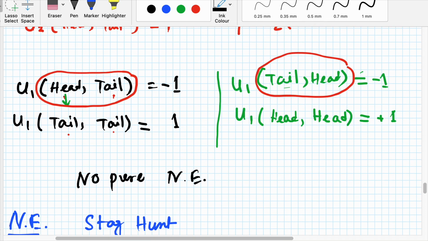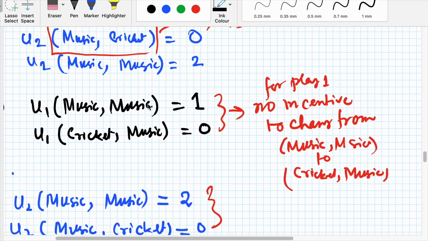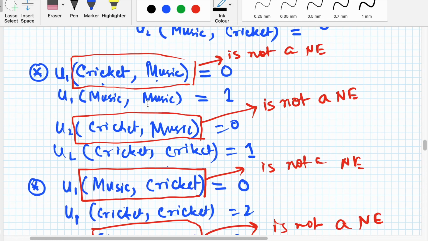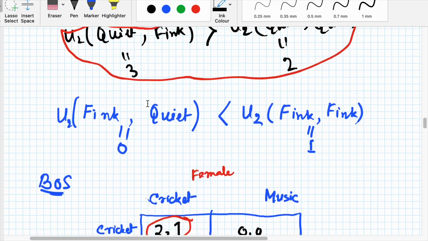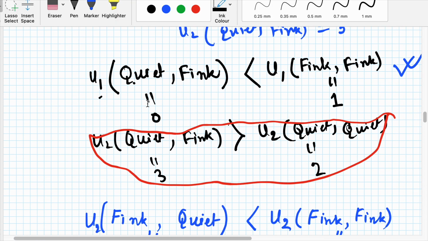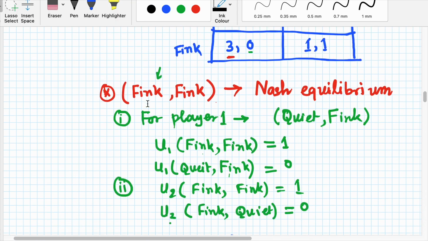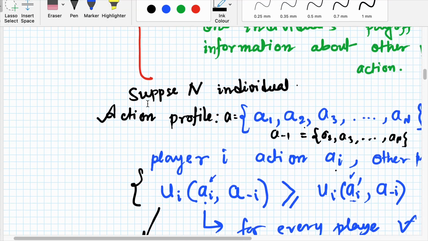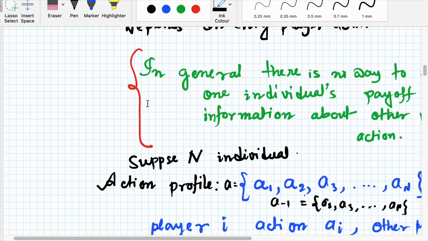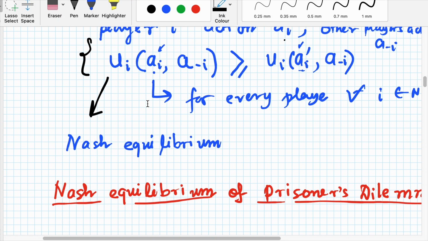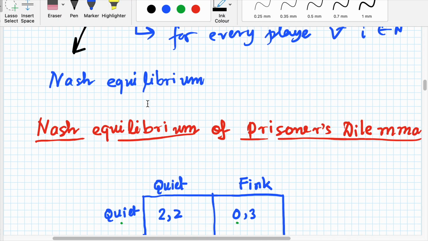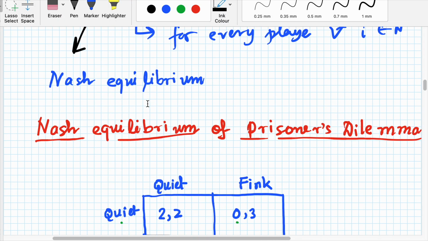Let's start today's class. As usual, I will very briefly recall whatever we have done in the previous class. In the previous class, we learned the concept of equilibrium in game theory.